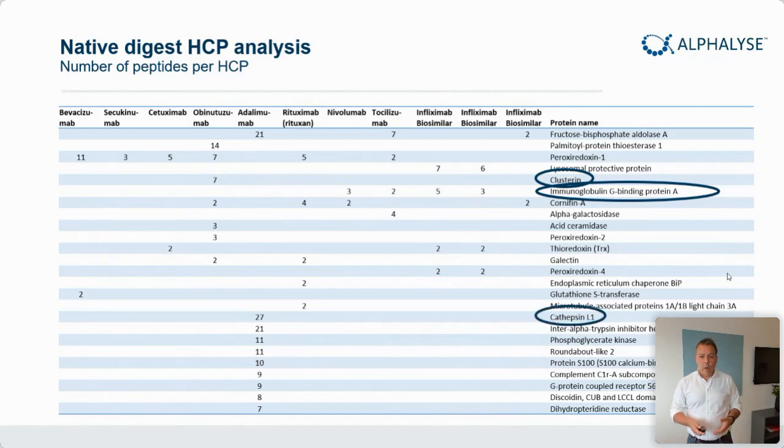And we have one more down here, cathepsin, which is actually an enzyme that can degrade the drug product itself. And actually, we have seen with Humira that the stability of that is lower than if you compare with biosimilars that don't contain cathepsin. So it is for sure a problem that you have this one HCP, even at low level, in your drug substance.